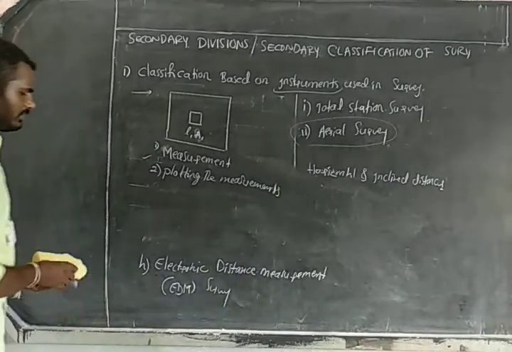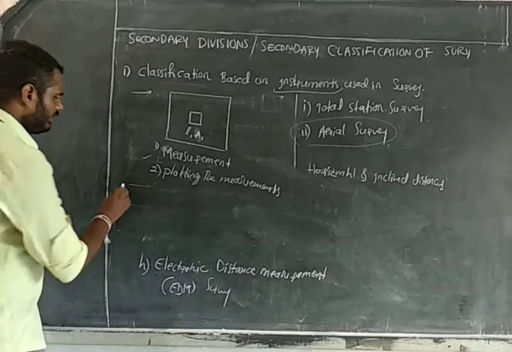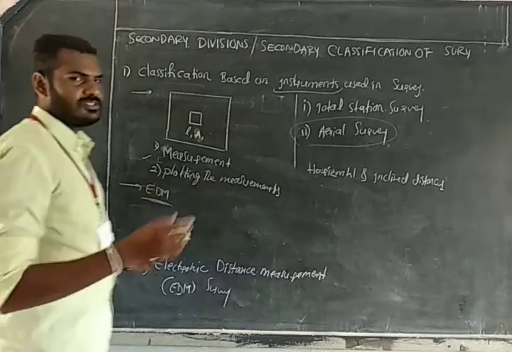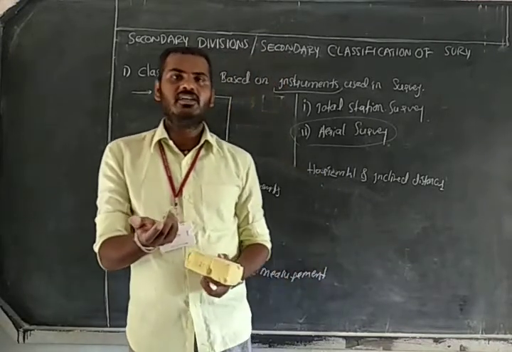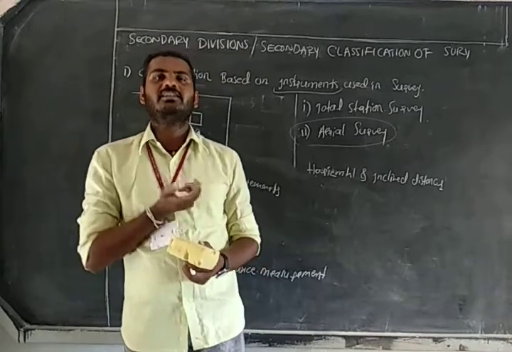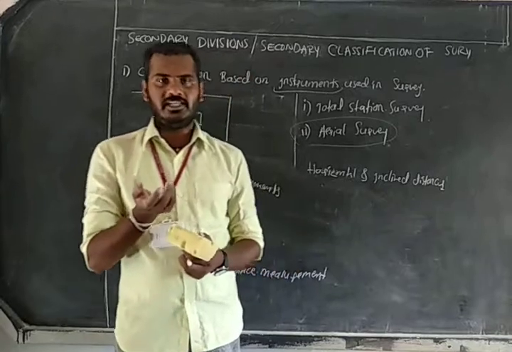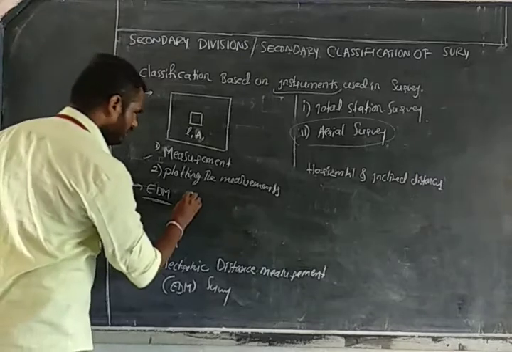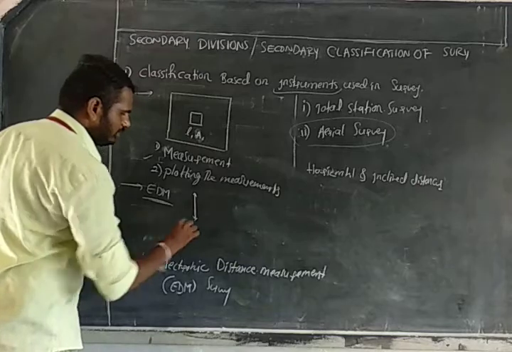Next we see electronic distance measurement survey, EDM survey. Here we have a small remote-sized electronic distance measurement device, like our mobile, which produces some sensor light. With the help of that light, we can measure the distance between any two points, especially straight measurements. Not only the horizontal measurement, this is also helpful to know the vertical heights of a building.